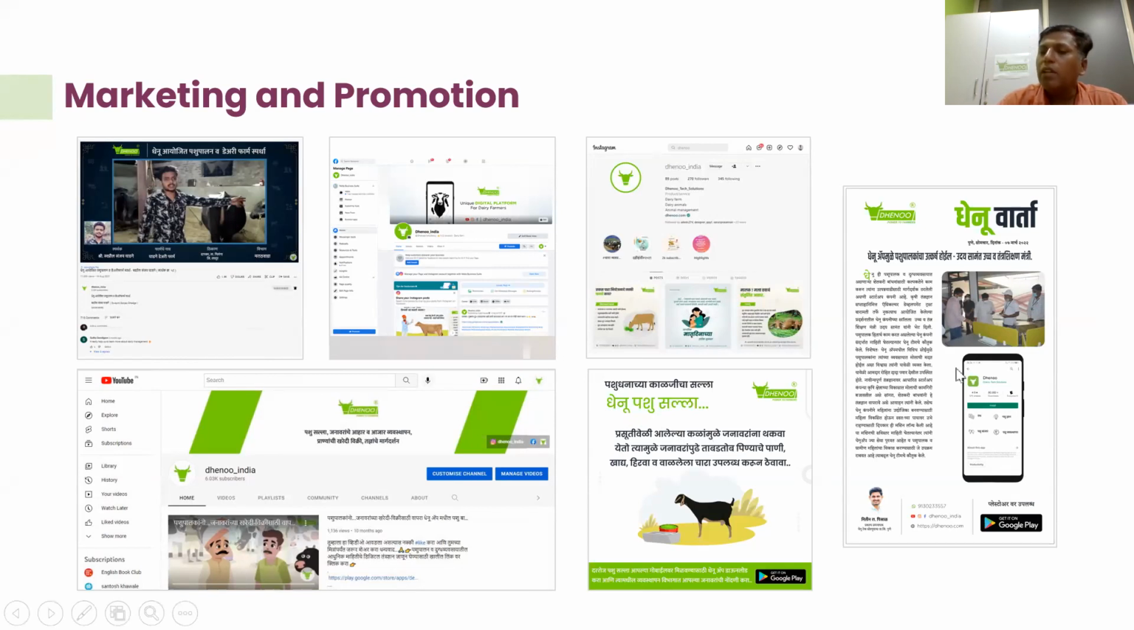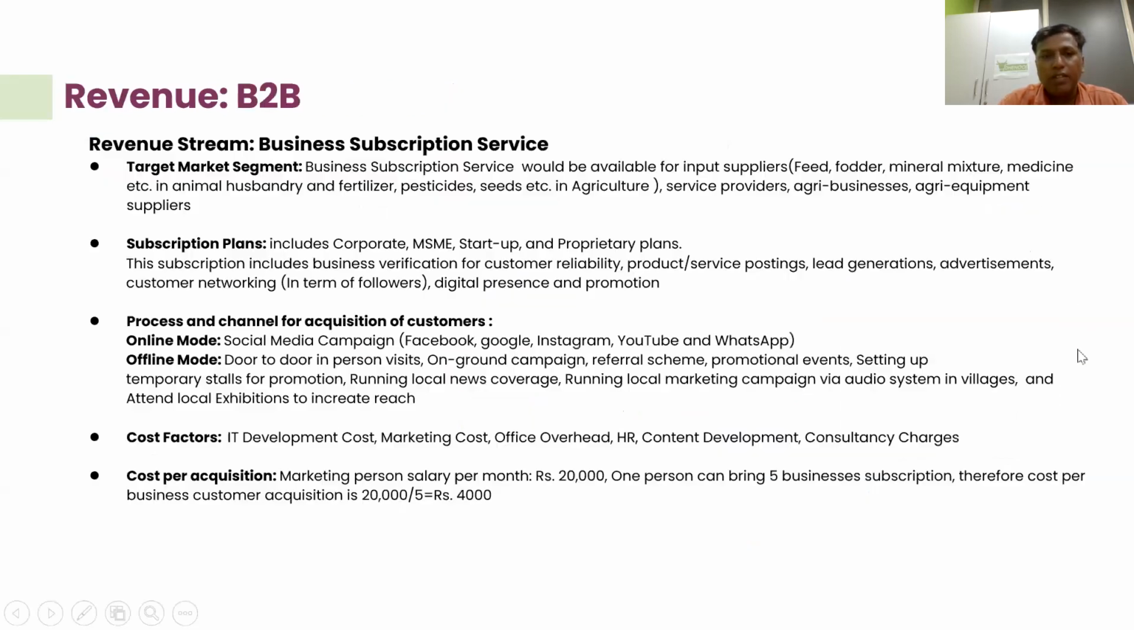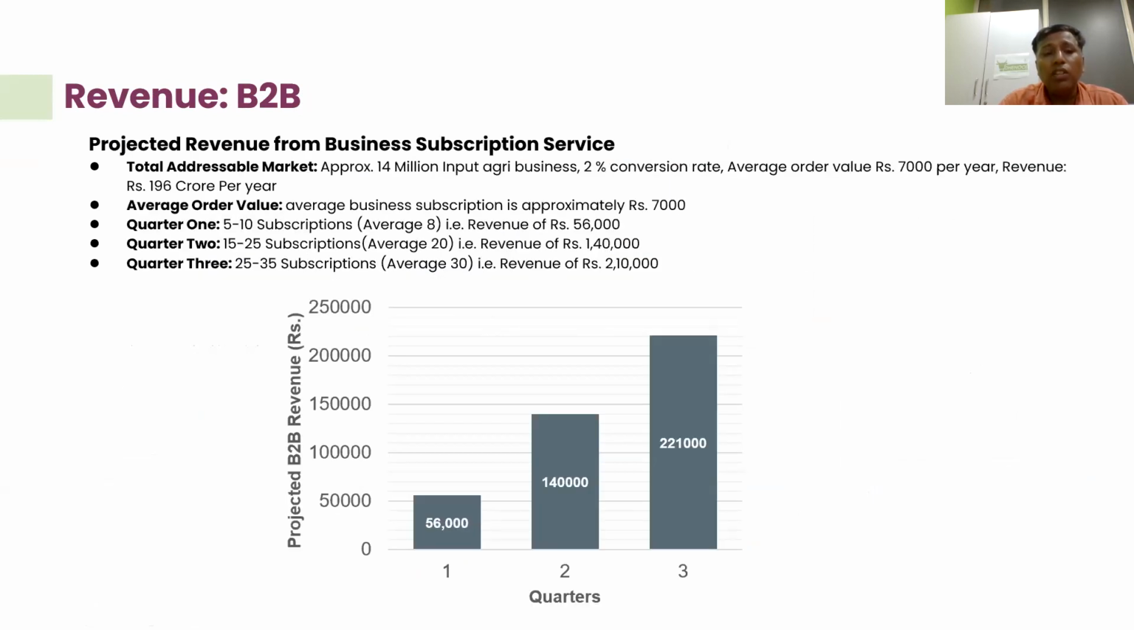We also have recently launched our media that is called Dhenoo Varta. That means Dhenoo News. So we are updating with the news to the farmers. So in the revenue, we are targeting business to business. So basically, the businesses which are willing to get in touch with the farmers will be charged a small fee of business subscription. So this is the projected revenue quarter by quarter in Indian rupees that we envision to have.